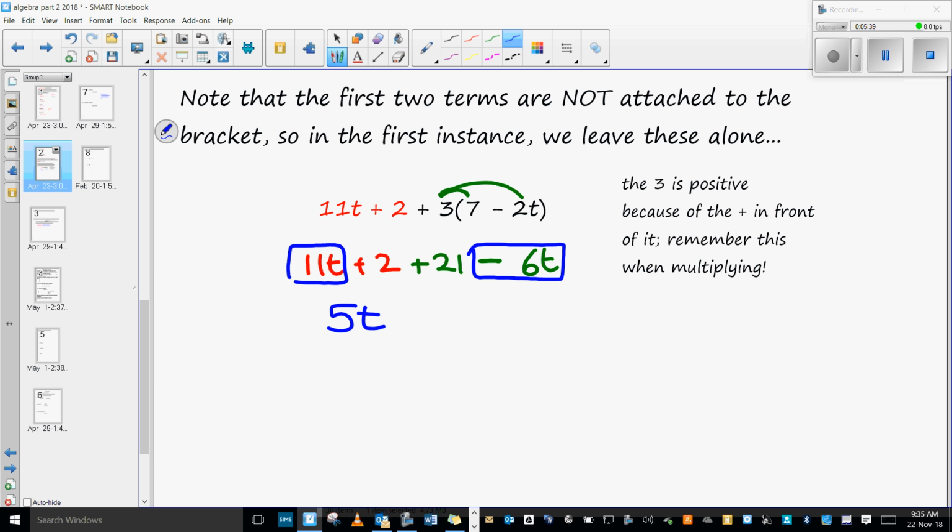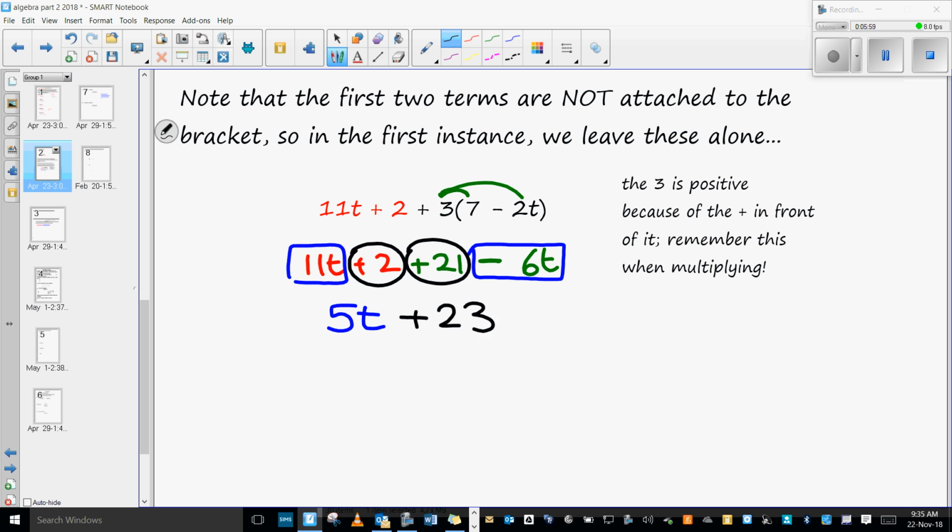Yes? And then I've got some numbers. I've got a plus 2 and a plus 21. So that means I can join those together as well, can't I? So 2 plus 21 is, so we're going to write plus 23.